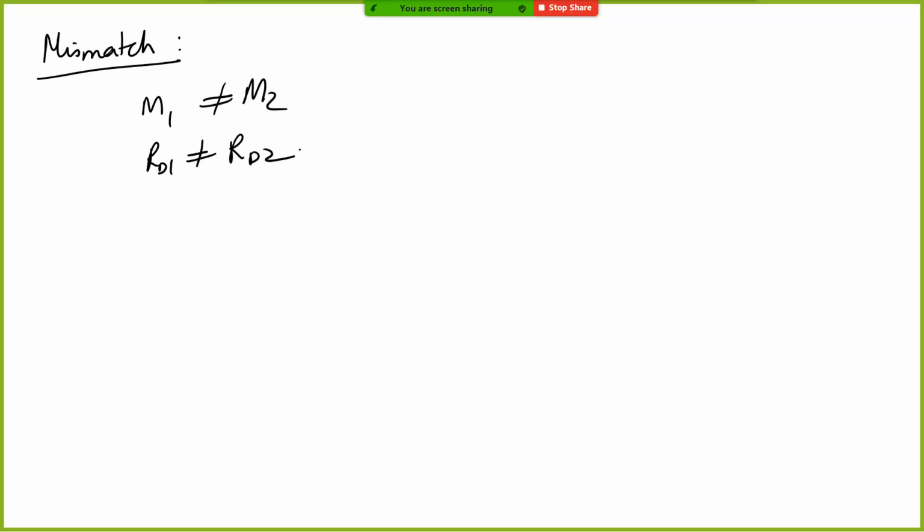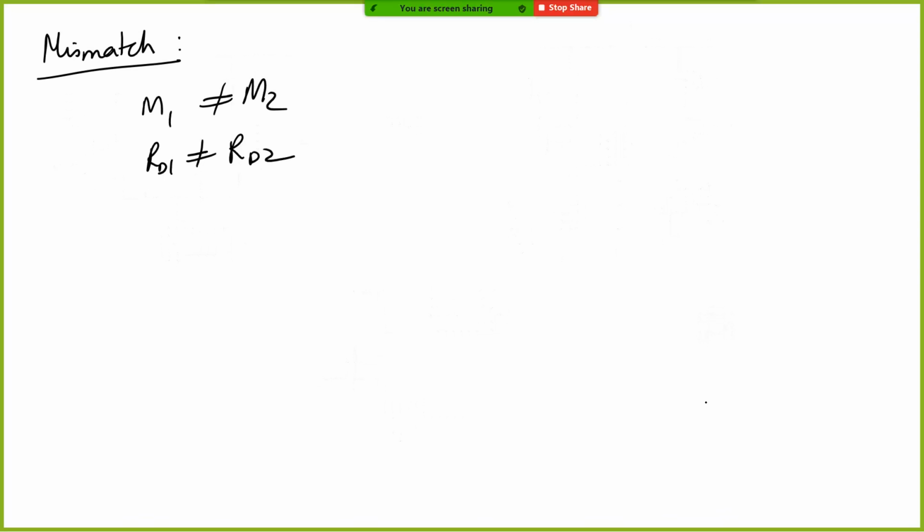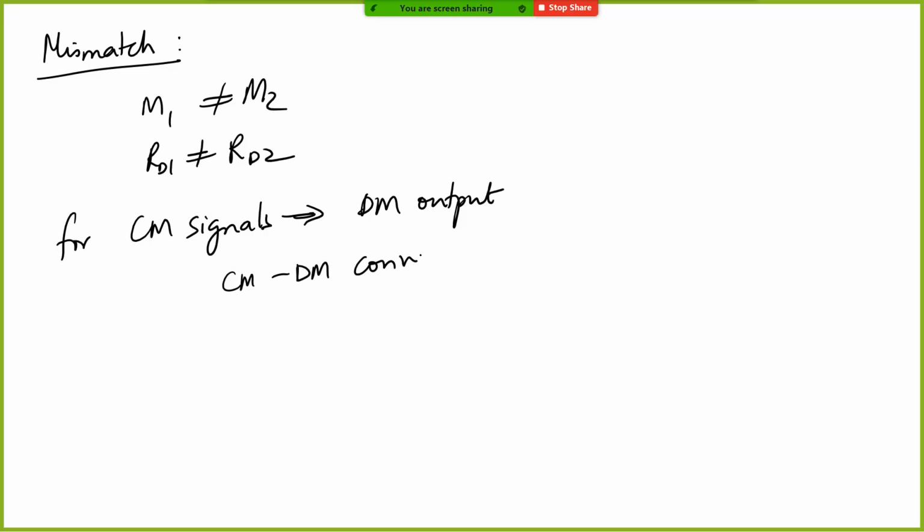Basically, what will happen? You can see that there is an existing mismatch between the two resistors that will automatically give rise to some kind of differential output even for common mode signals. Okay, so that is basically what is called a common mode to differential mode conversion. So if you have mismatch, for common mode signals there will be a differential mode output. So this is what is called a common mode to differential mode conversion.